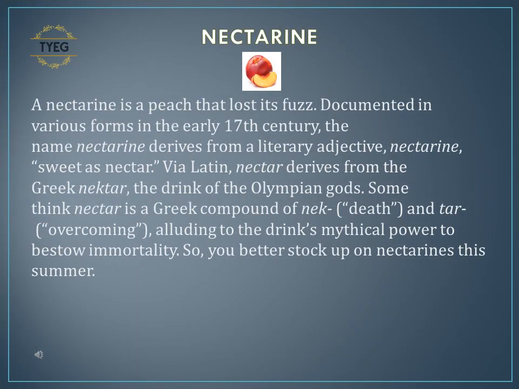Nectarine. A nectarine is a peach that lost its fuzz. Documented in various forms in the early 17th century, the name nectarine derives from a literary adjective, nectarine, sweet as nectar. Via Latin, nectar derives from the Greek nektar, the drink of the Olympian gods. Some think nectar is a Greek compound of nek, death, and tar, overcoming, alluding to the drink's mythical power to bestow immortality. So, you better stock up on nectarines this summer.